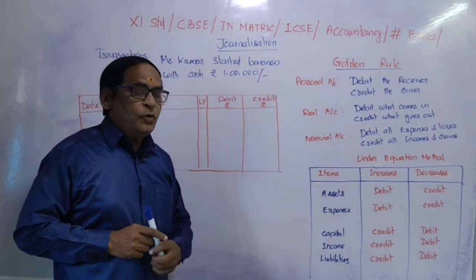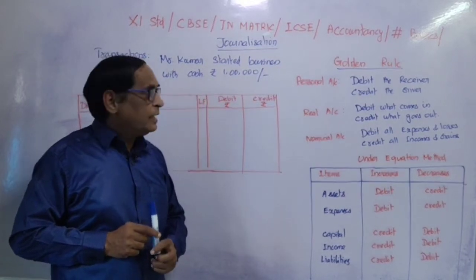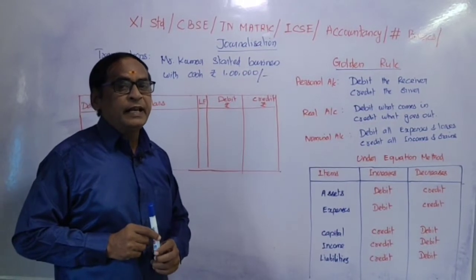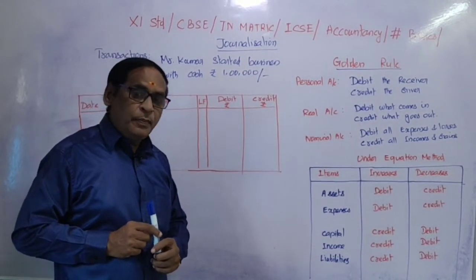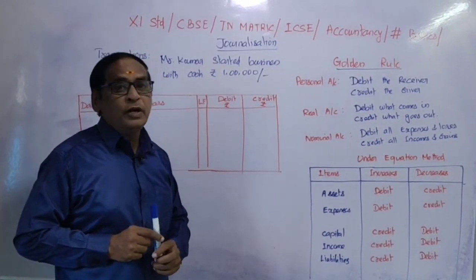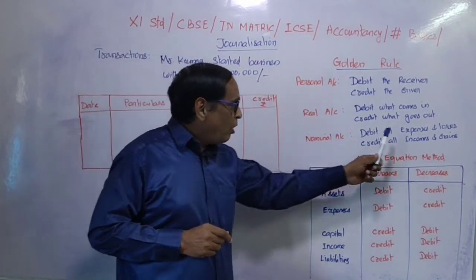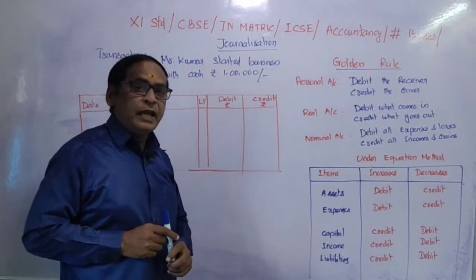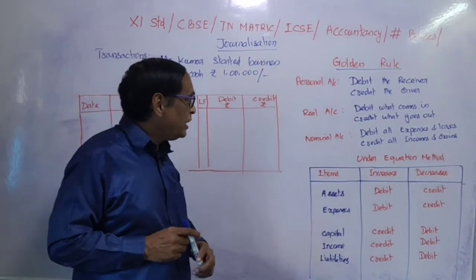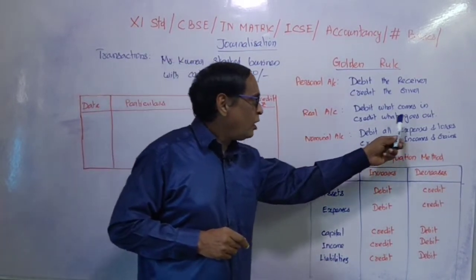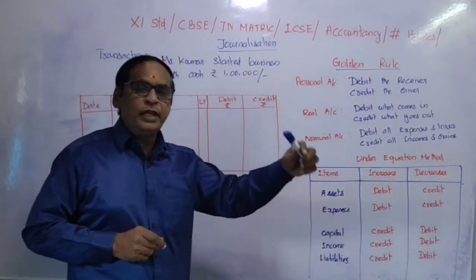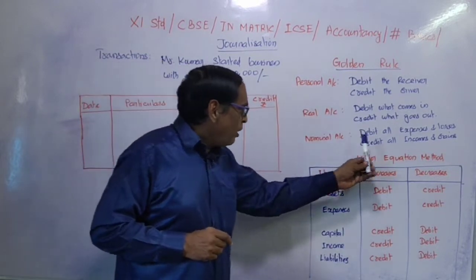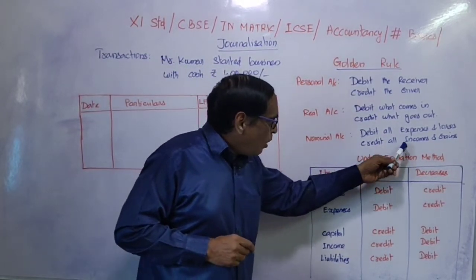Under nominal account, debit all expenses and losses, credit all incomes and gains. If you pay salary, salary is an expense. If you are paying salary by cash, salary account debit to cash account. So debit all expenses and losses. Salary is an expense, so salary is to be debited. Cash is going out. In this case, we can apply the real account: credit what goes out. That means cash is going out. Salary account debit to cash account.